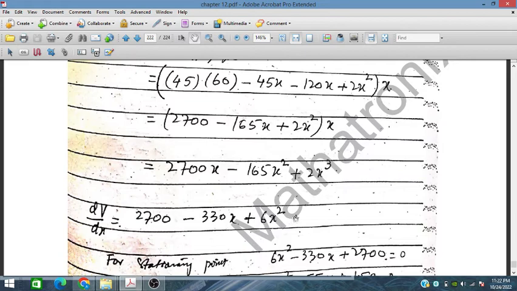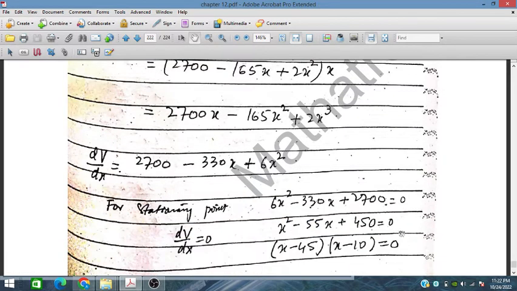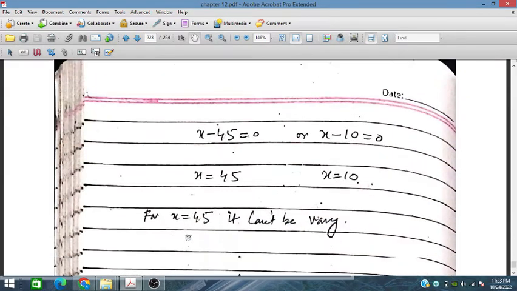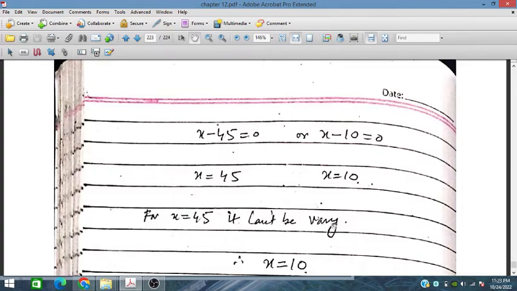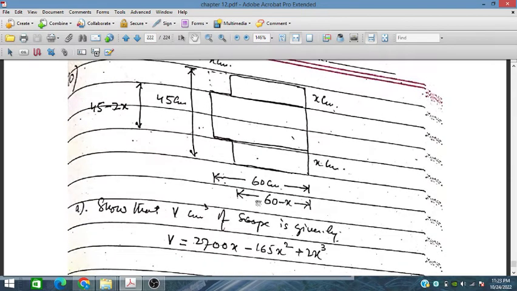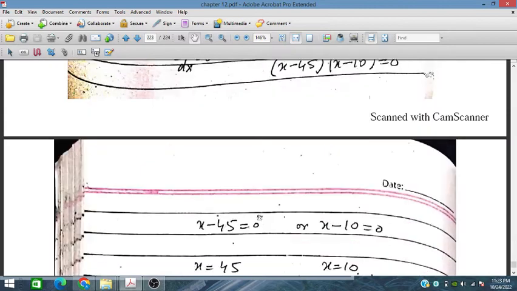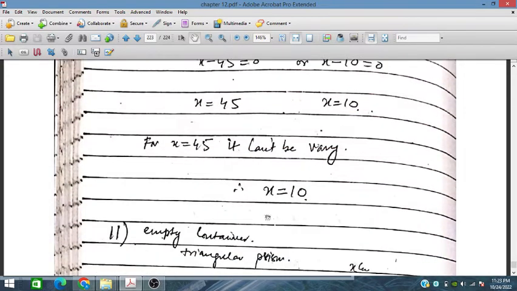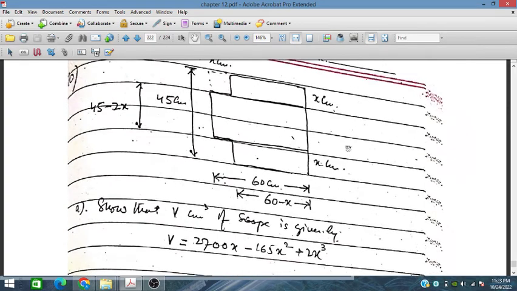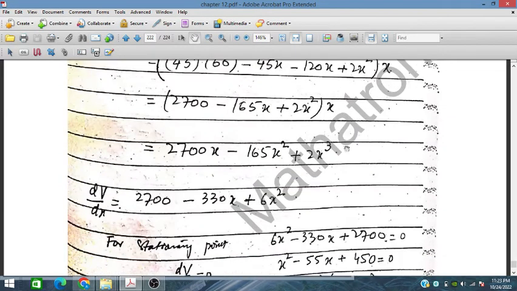So for a stationary point, we take this equal to 0. We take 6 as a common factor here, and we have obtained this. So this is 45 and 10, giving 450. So here we have x equal to 45 and x equal to 10. For x equal to 45, it cannot be varied because the width is already 45. So this cannot be varied. So the remaining value is x equal to 10. Therefore, x equal to 10 is the value where we can vary it. X can be 10 centimeters.